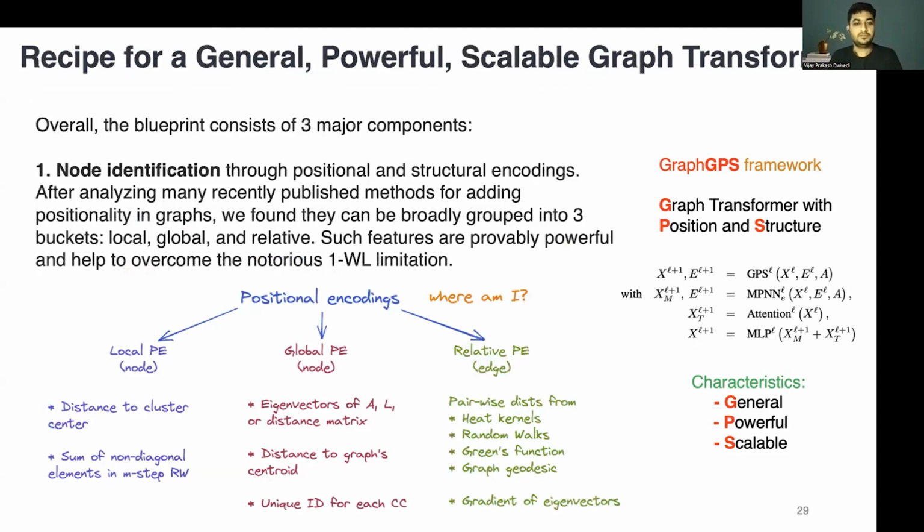And just trying to shed some more detail, some of the key design components of the blueprint are, first, the node identification, where we have positional and structure encodings, which can be chosen based on the task that we are experimenting on.